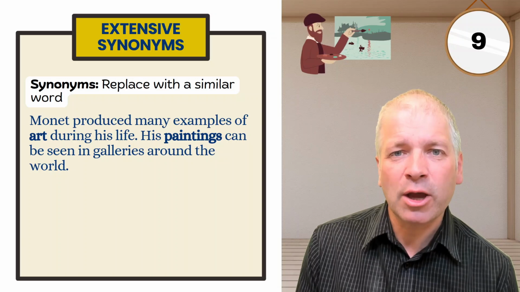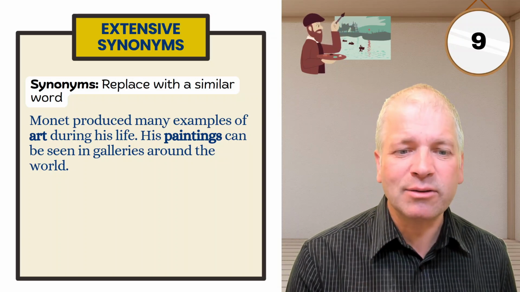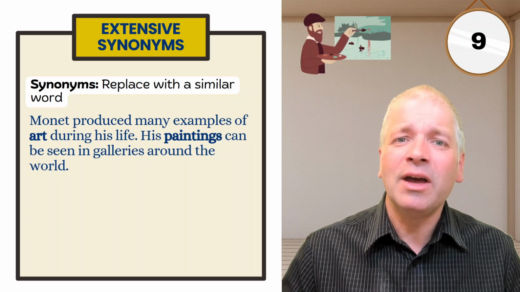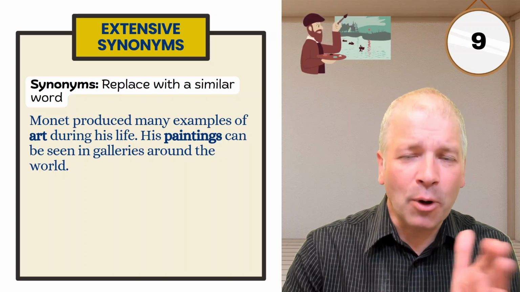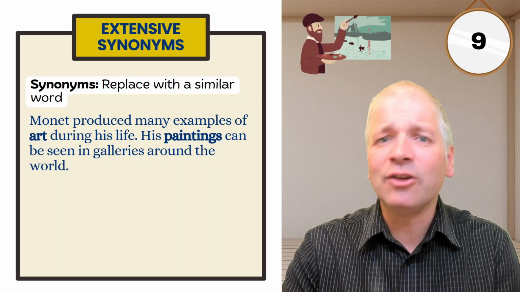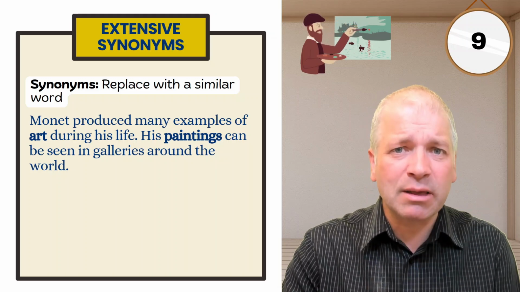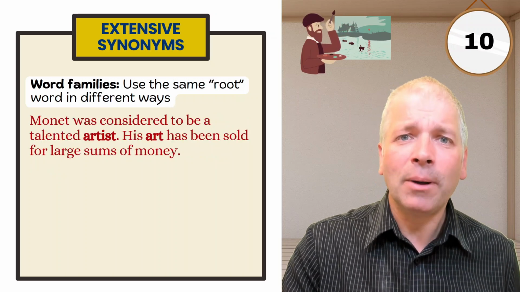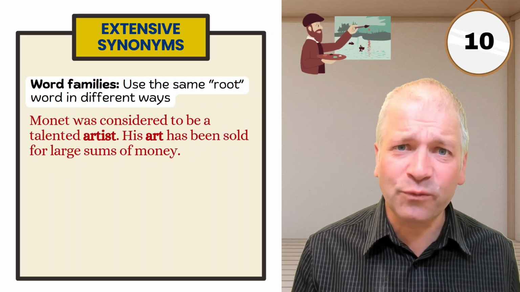In the first sentence I used art, and in the second sentence I used paintings. They are synonyms of each other in certain contexts. The word painting has a similar meaning to art, so I replace it to make my writing more varied and therefore more advanced. But I could also use something called word families.